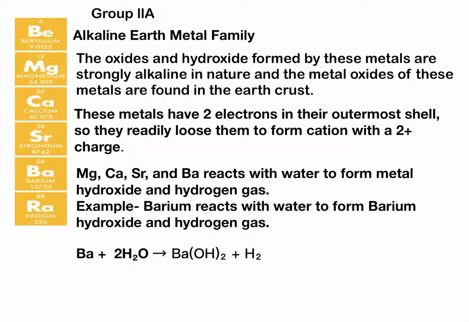These metals have two electrons in their outermost shell, so they readily lose them to form a cation with a 2 plus charge. Magnesium, calcium, strontium, and barium react with water to form metal hydroxide and hydrogen gas. One example is barium reacting with water to form barium hydroxide and hydrogen gas. Ba plus 2H2O gives Ba(OH)2 plus H2.